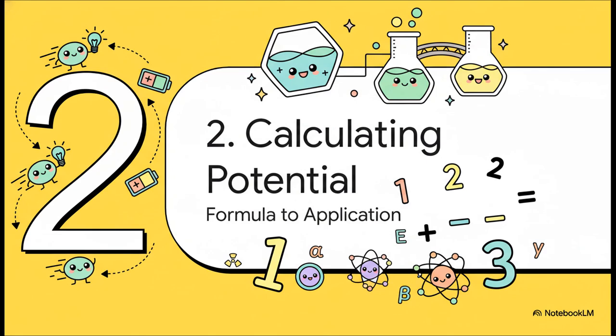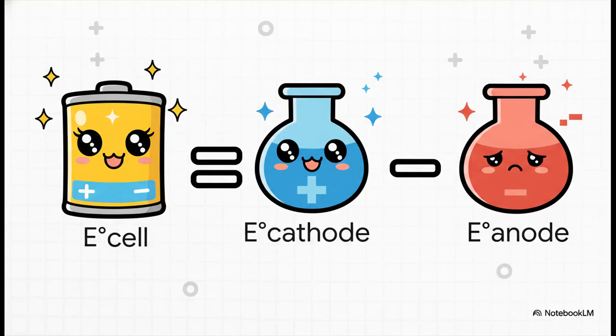Okay, so now that we've got a handle on how electrons are moving around, let's actually put that knowledge to work. We're moving into the practical stuff, calculating the electrical potential of an electrochemical cell. This is where the numbers start to come into play. And here it is, the key formula you absolutely need to know. The standard cell potential, we call it E0 cell, is just the potential of the cathode minus the potential of the anode. Honestly, the entire challenge here boils down to just one thing. Can you correctly identify which one is the cathode and which one is the anode?